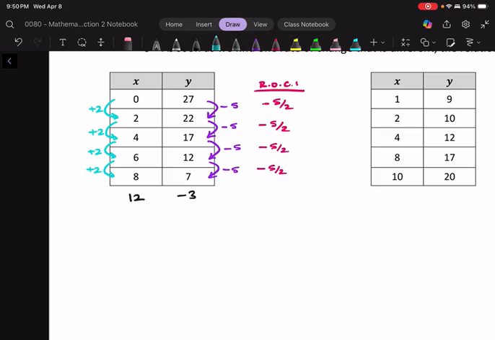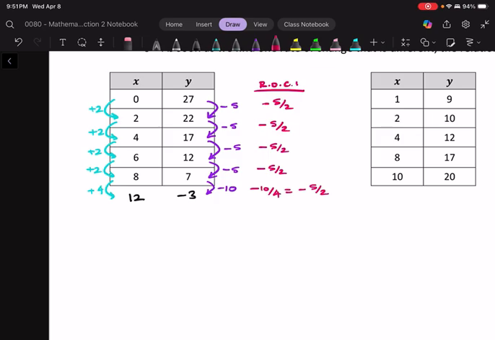And we could double check what that rate of change is, because to go there, we'd have to add 4 for the x value. And for y, that's subtraction of 10. And the rate of change is negative 10/4, but that reduces to negative 5/2. So still the same rate of change.